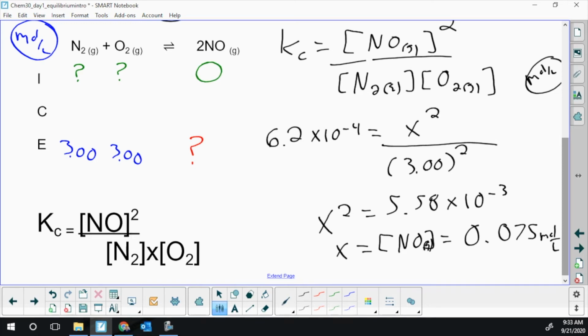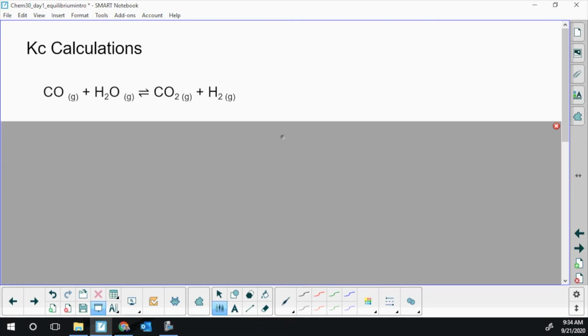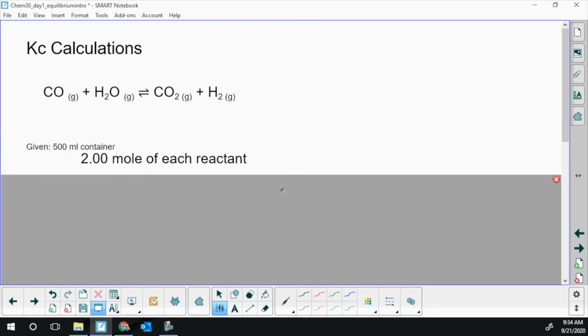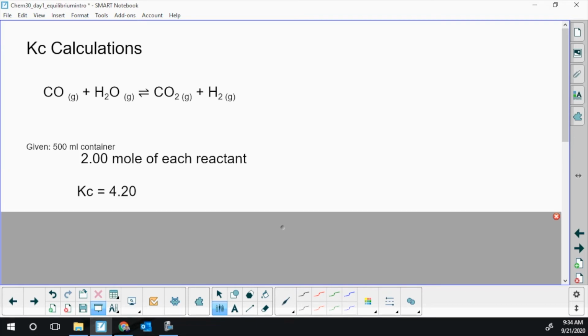So we've seen 2 of the 3 methods, an I and an E. You just solve. We've seen all the E's but 1. You could skip the ICE table and go right into this, but I'd suggest you lay it out and make a plan. So we have a carbon monoxide and water equilibrium of carbon dioxide and hydrogen gas. We are given data that there's a 500 ml container, 2 moles of each reactant, and we're given an equilibrium value of 4.